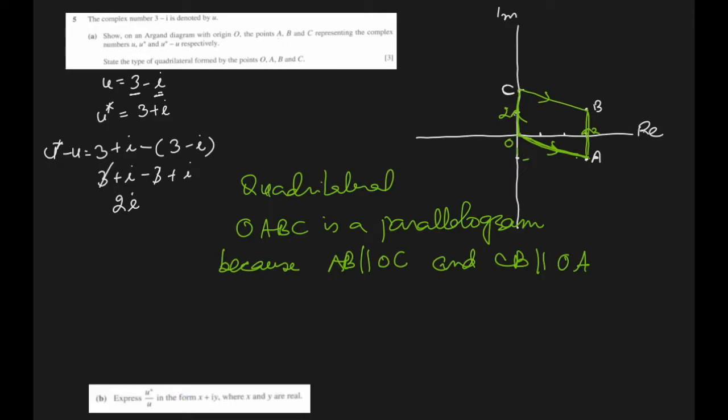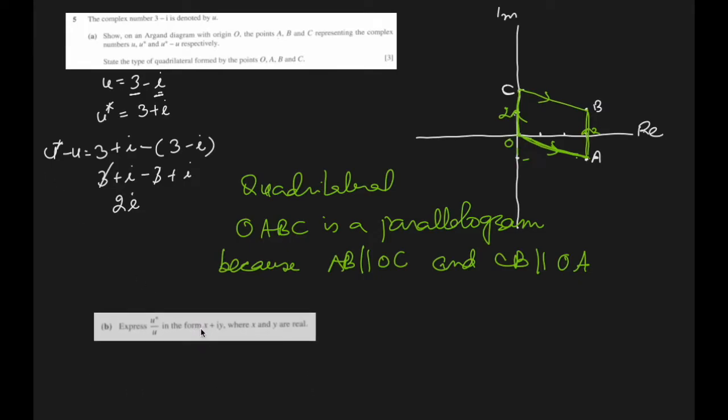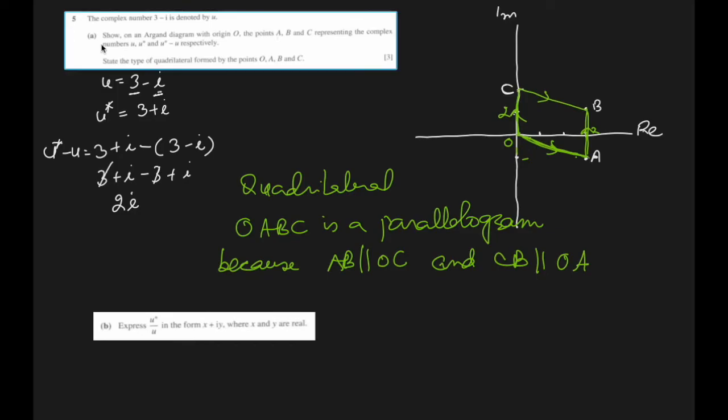Okay, there is a next part also. What does it say? Express u star over u in the form of x plus iy. Okay, I was expecting something challenging here. I don't think this is. So u star over u will be 3 plus i. Yes, 3 plus i is u star.